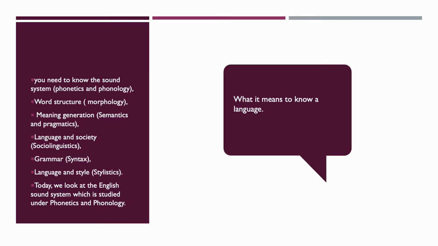You need to also understand the grammar, how words are put together to form sentences. That is studied under grammar, and we also call it syntax. You also need to understand language and style, that is, the language used in different domains and for different purposes. That is treated under stylistics. Today, we look at the English sound system, which is studied under phonetics and phonology.